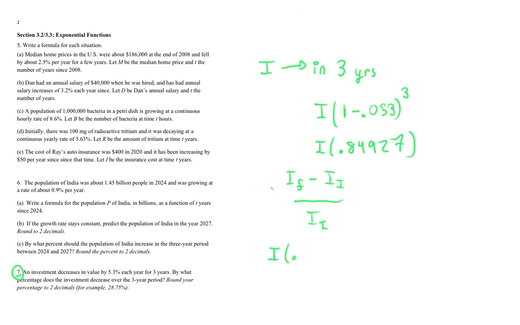So now using our same formula, I final minus I initial divided by I initial, we get I times 0.84927 minus I divided by I. So we can cross out all of these I's, and we're going to get 0.84927 minus 1, which is going to be equal to negative 15%.